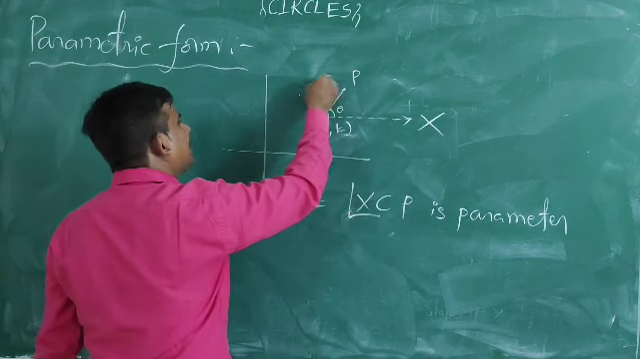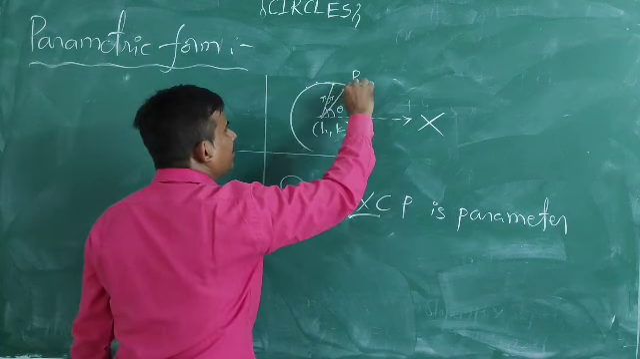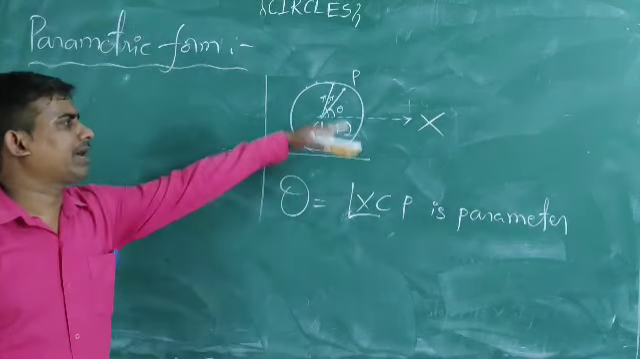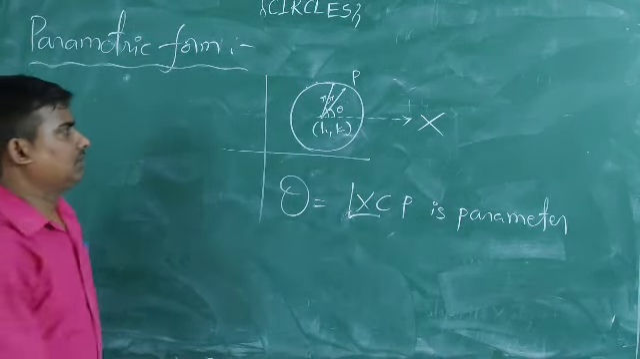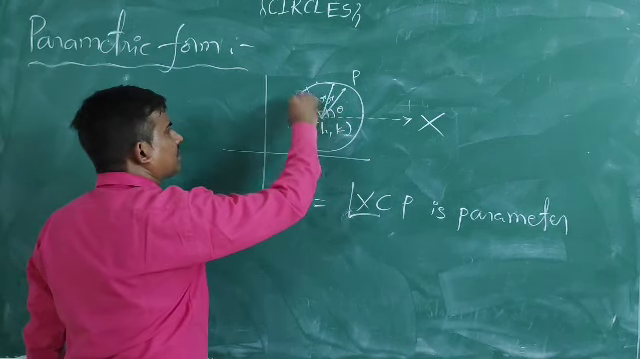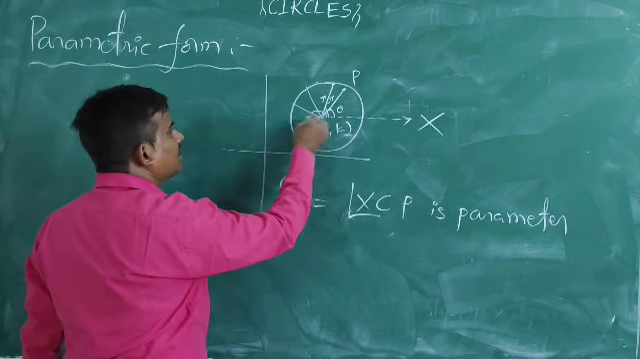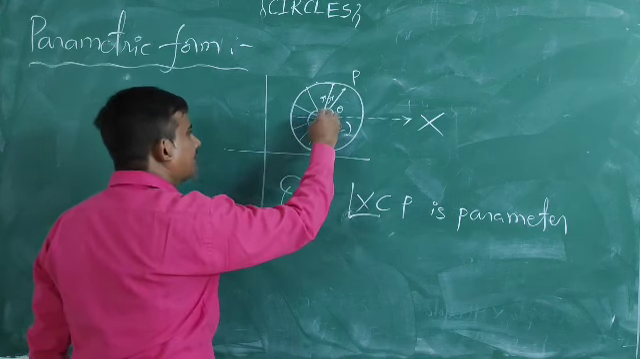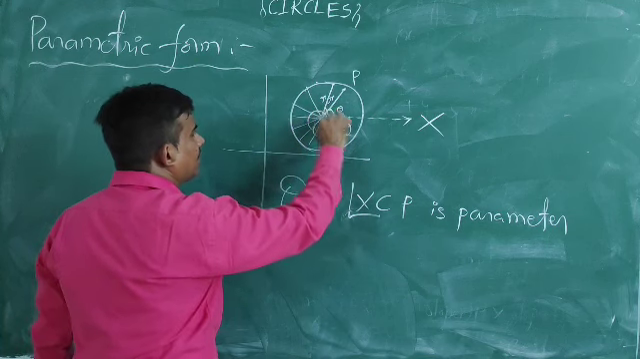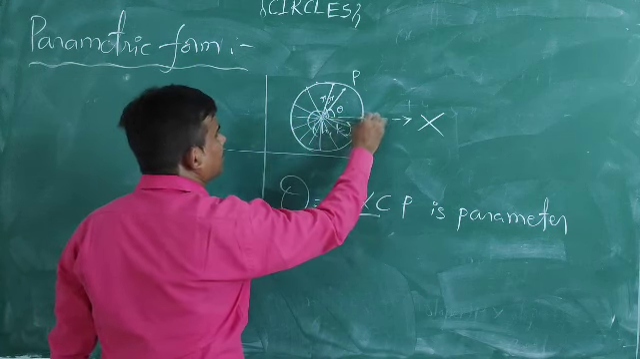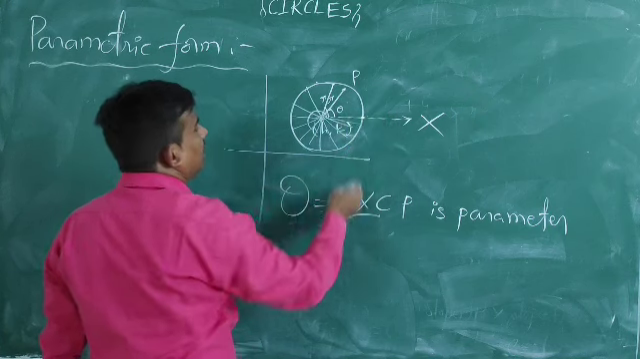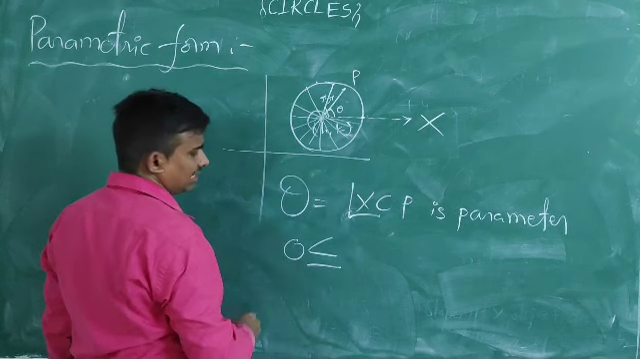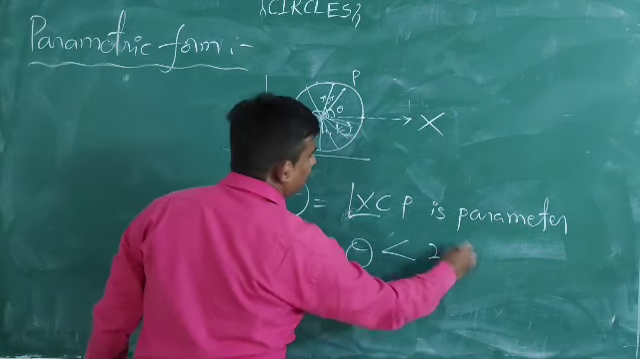If you take any point on the circle and join it to the center, it makes some angle with the positive direction of the x-axis. If you take another one, it makes a different angle. It will be 180, then greater than 180, then 270, and so on. Finally you get back to the first point with angle 0. So the range of theta is 0 less than or equal to theta less than 2 pi.